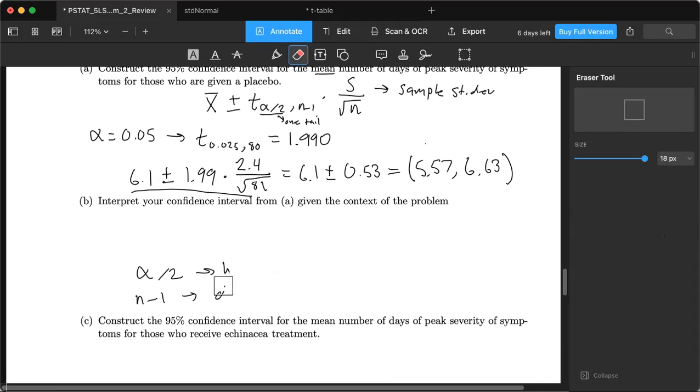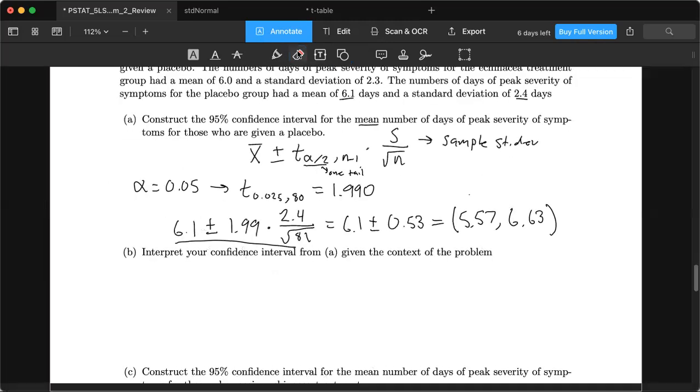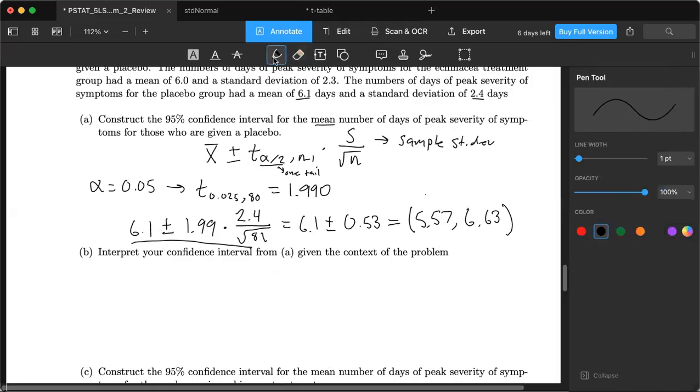So let's see where we were in this problem. I think we were basically finished with it. This is our confidence interval. We went through this whole ordeal. 6.1 plus or minus this gives us 5.57 to 6.63. So another format that you would see this in is 5.57 less than mu less than 6.63. Whether you write it like this or like this, it doesn't matter.